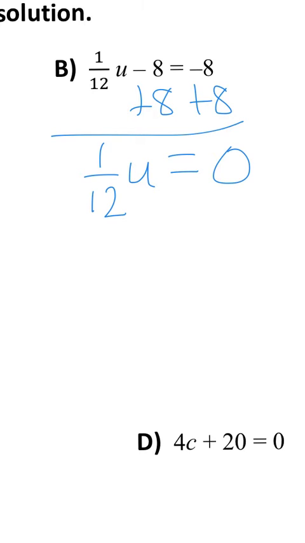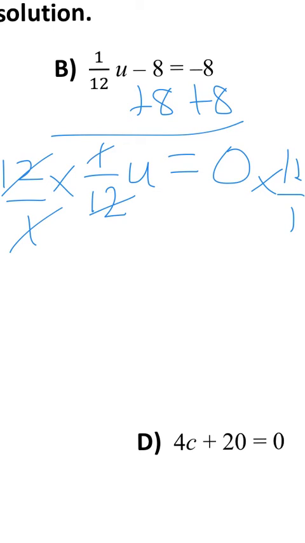Now, in this step, we have to isolate the coefficient. And this is a multiplication problem, but we are multiplying by a fraction. So in reality, we are actually going to have to times it by the reciprocal to each side. So we multiply each side by 12 over 1. We're able to cross-cancel our 12 over 1 and our 1/12, which leaves us with u. So u equals 0 times 12 over 1. Anything times 0 is 0.